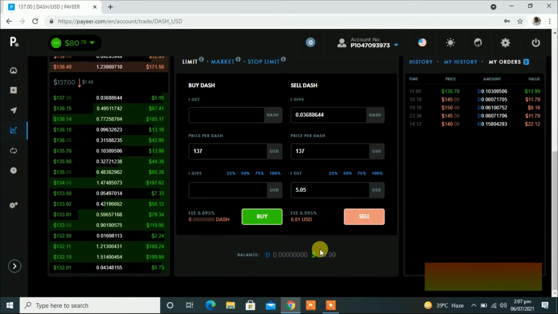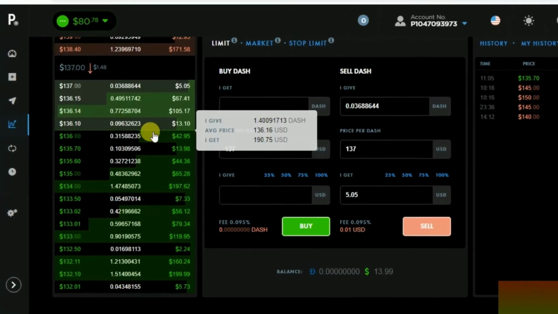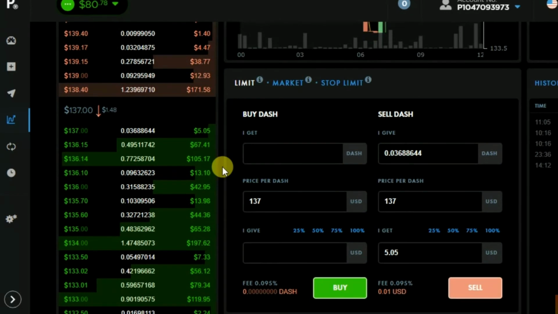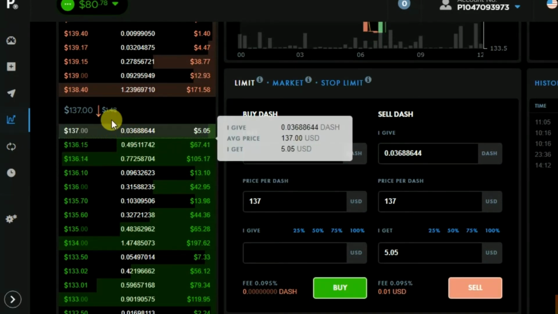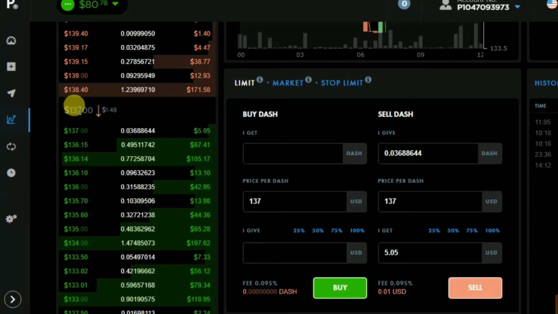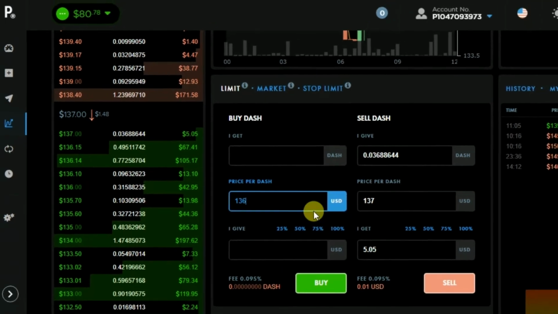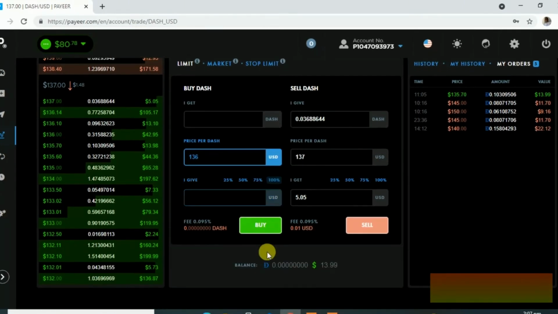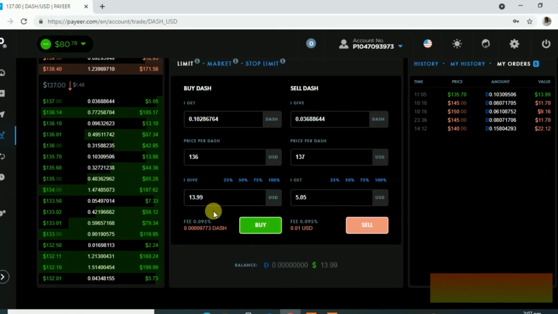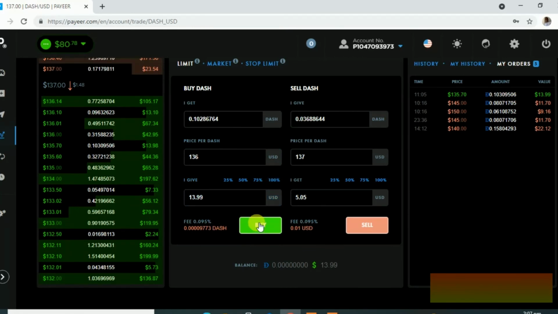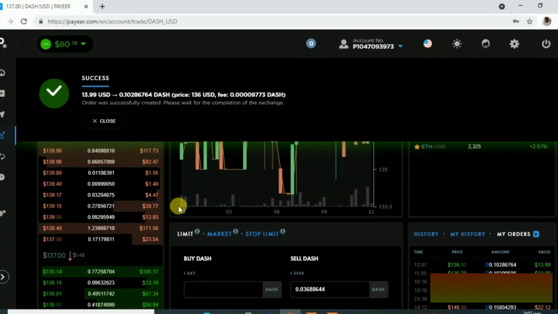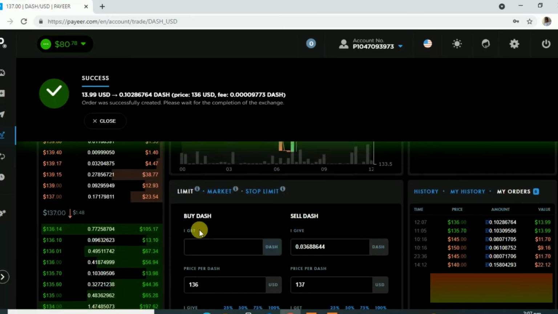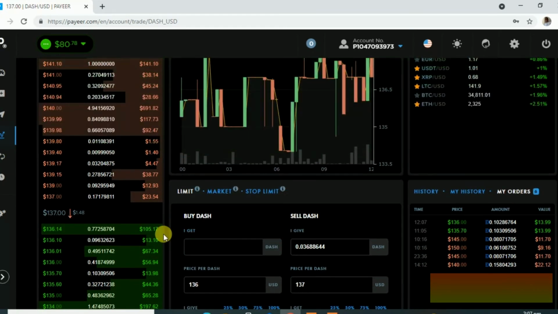I have 13 USD and I would like to buy some Dash. You will need to buy Dash or any currency at a lower price. Now the market price is 137 and I will try to buy at a lower price. So I will set the price here to 136, and I would like to buy with all of my money, which is 13 USD. Click on buy. Now when the price comes down to 136, my order will be automatically filled.